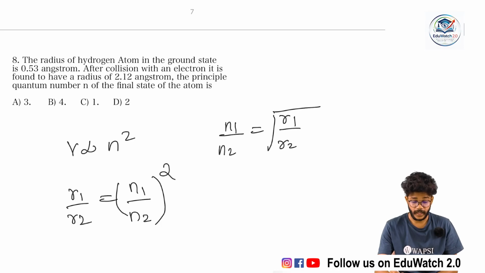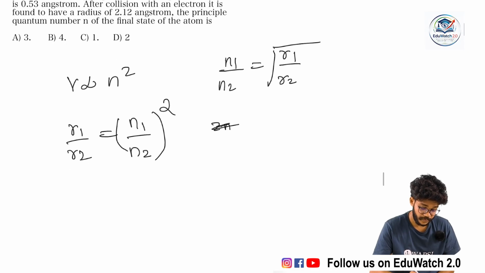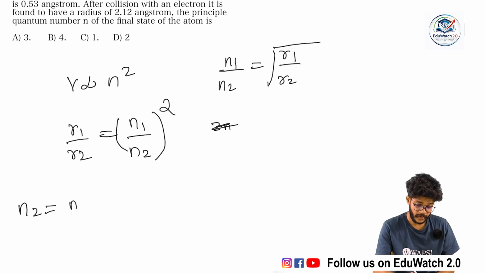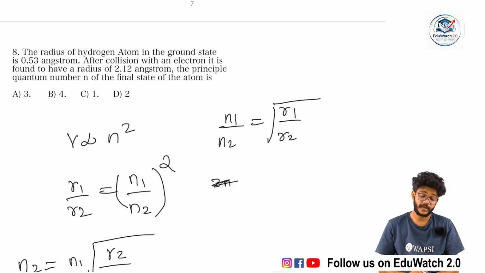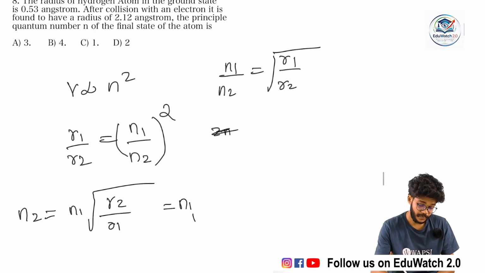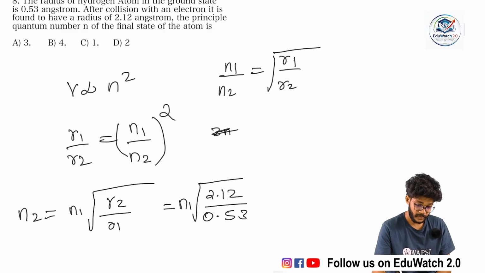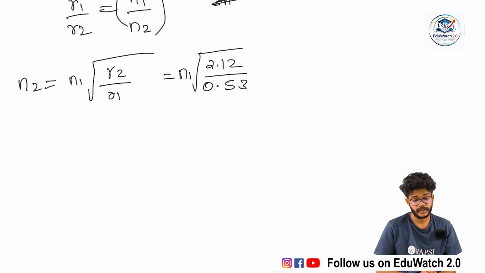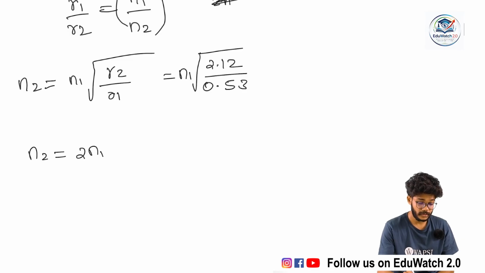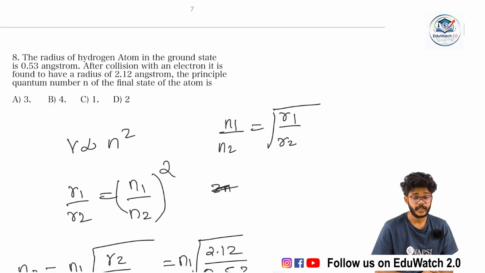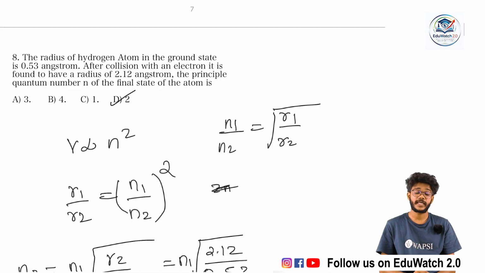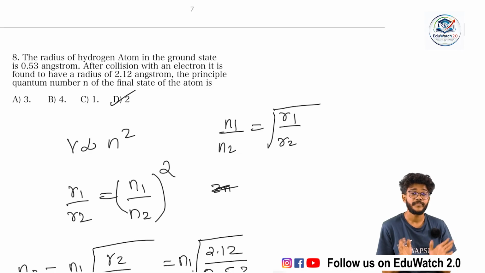So n1 by n2 is equal to root of r1 by r2. So n2 is equal to n1 into root of r2 by r1. r2 is 2.12, so multiply n1 by root of 2.12 divided by 0.53. 2.12 divided by 0.53 is 4, root 4 is 2, so n2 is equal to 2 n1. n1 is in the ground state, that means 1, so n2 is 2. So option D is the correct answer for the 8th question.